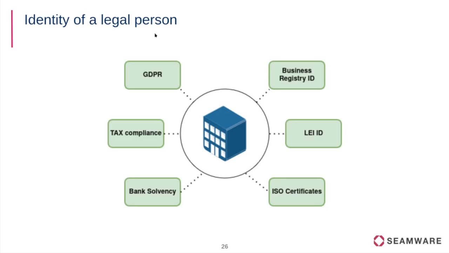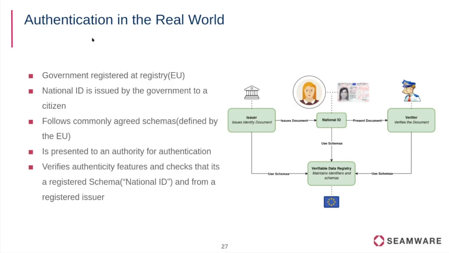The same concept is true for legal persons. So a company itself also has a number of identity features that it can use and that it requires, like their business registry ID, something like the legal identifier, some ISO certificates, bank solvency, tax compliance, GDPR compliance, and so on and so on. So there are various parts of the identity of a legal person that also can be shown and used to get some stuff.